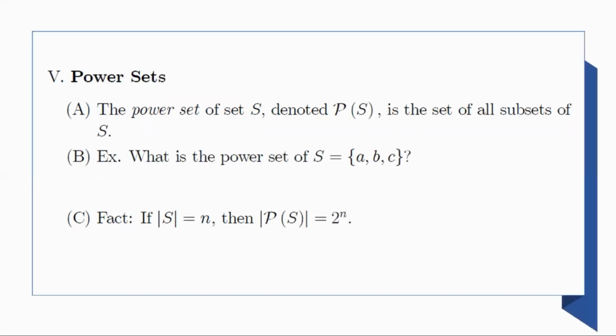Okay, so buckle up for just a second here. The power set of a set S, denoted with this fancy P of S, is the set of all subsets of S. So what about the power set of {A, B, C}?